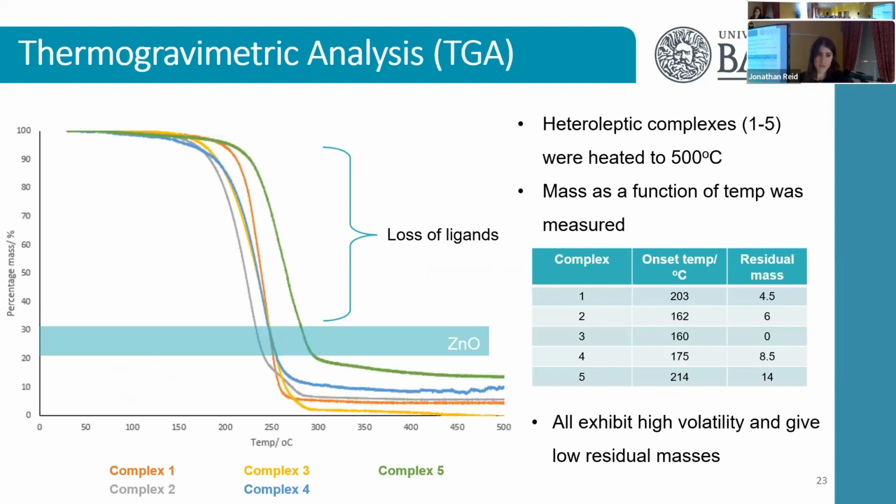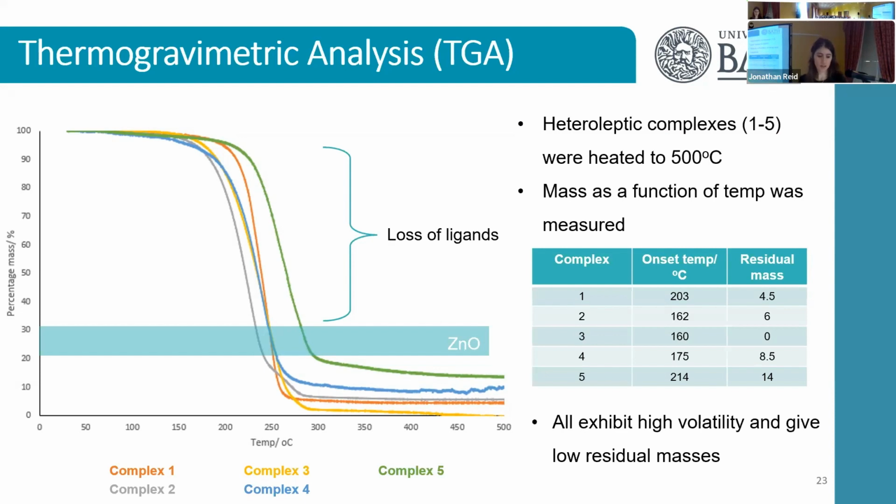We then moved on to do some thermal studies using thermogravimetric analysis, which essentially does what's in the tin. We heat up our complexes and see how the mass changes as we're heating them. So we did this for all of our heteroleptic complexes, which are 1 to 5, and we heated them up to 500 degrees C and just looked at how the mass changes as a function of temperature. So they all start off at 100%, and then you get to a point where they start to thermally decompose, and this is where you get your changing gradient, and this corresponds to loss of the ligand. And we hit this blue region here, and that's where we're thermally forming zinc oxide.